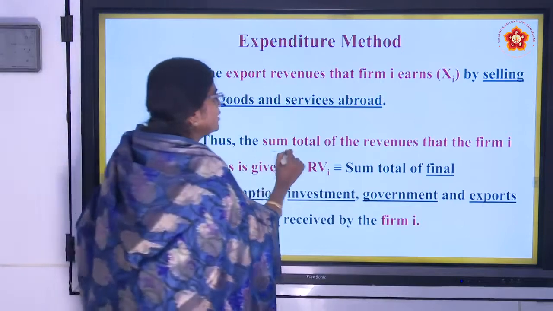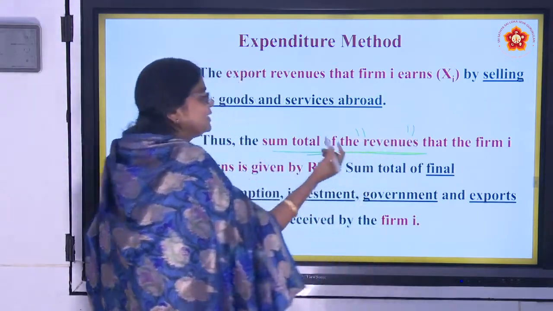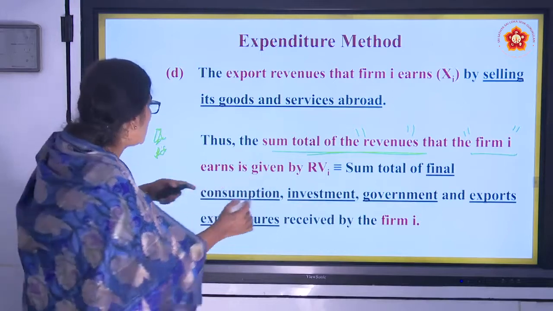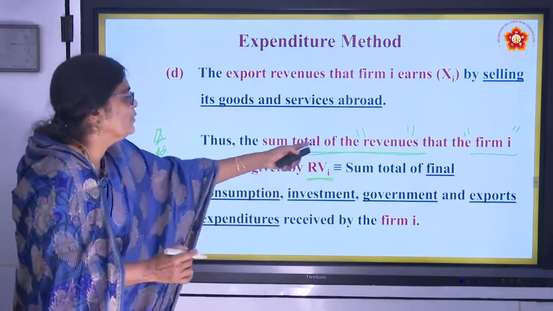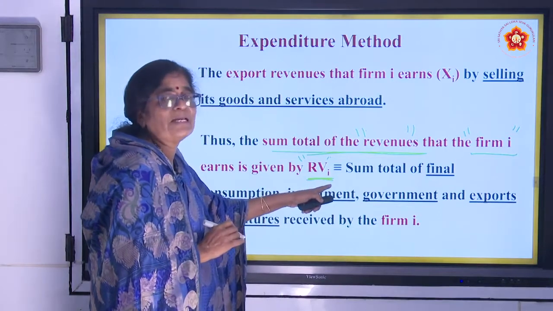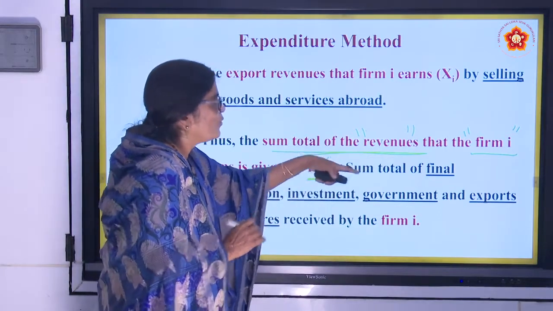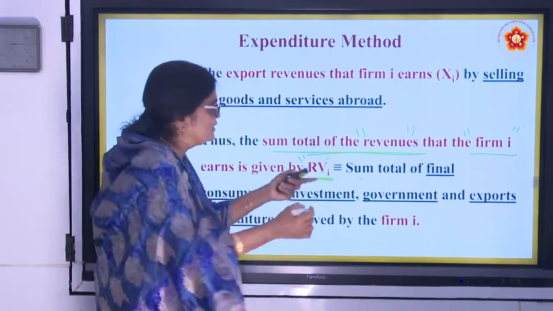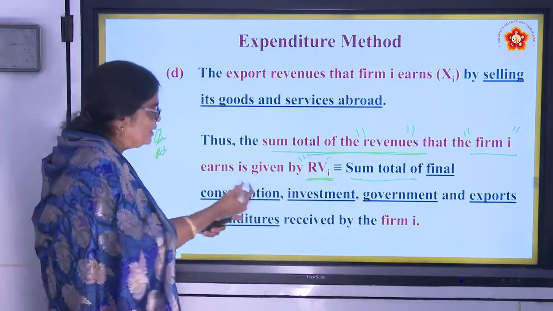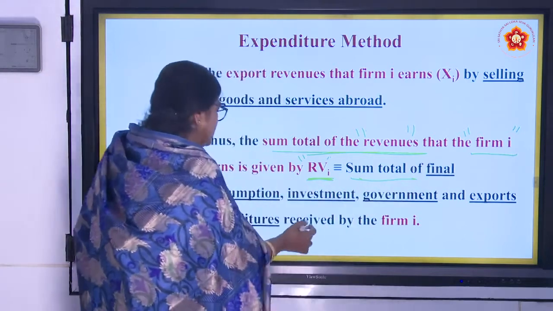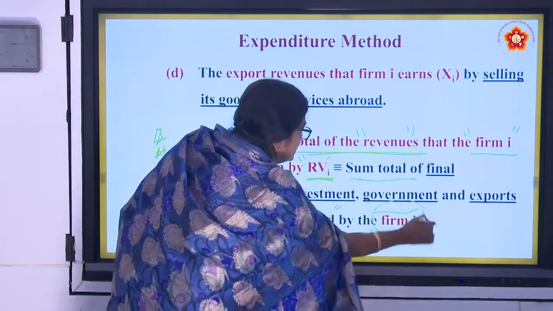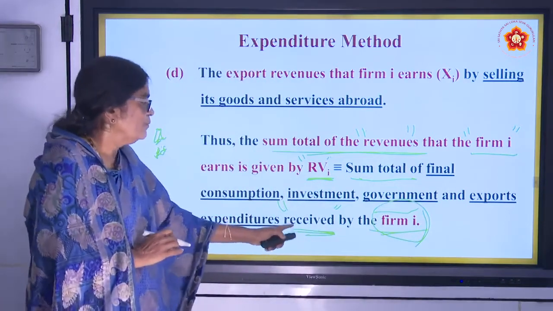Thus, the sum total of the revenues. When we say revenue, you have to ask who is getting the revenue. Firm I is receiving it for its products. Revenue is denoted by RB, RB of firm I. Firm I is receiving the revenue from all the sectors, adding up all the sectors. The sum total of final consumption expenditure plus investment, government and export expenditure is received. That is very important, you have to notice without confusing: it is received by firm I.